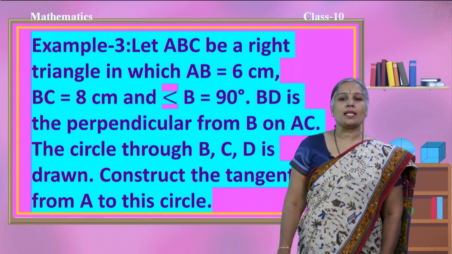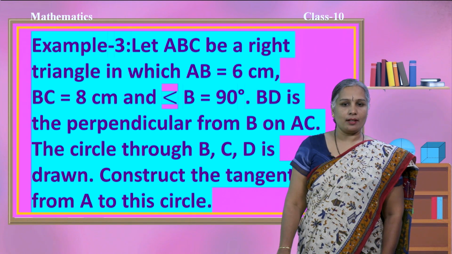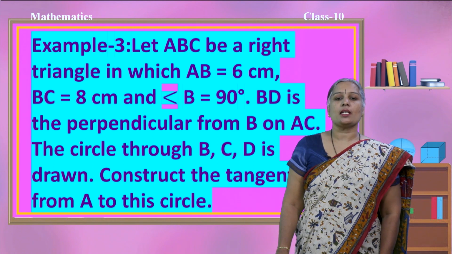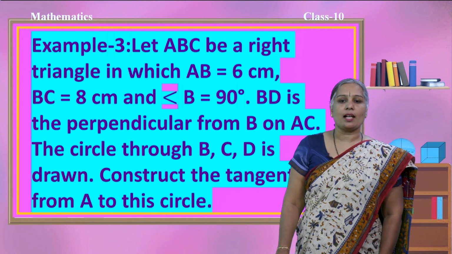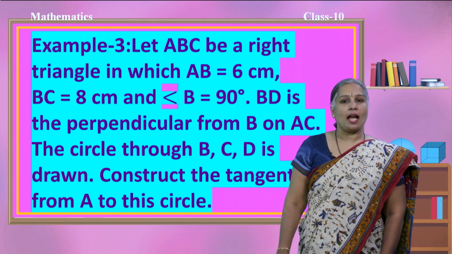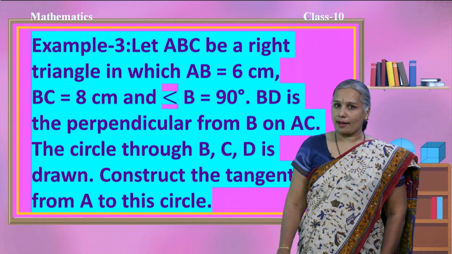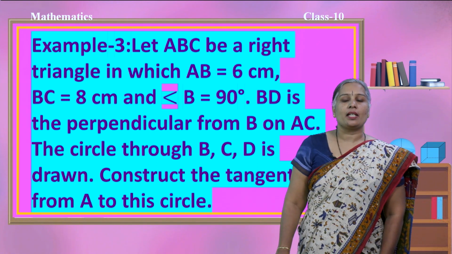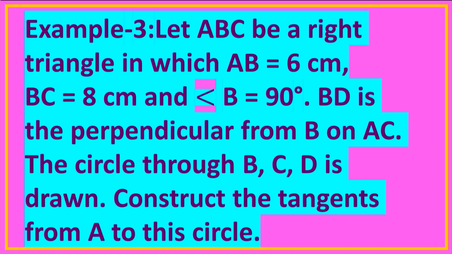Let ABC be a right angle triangle in which AB is 6 centimeter, BC is 8 centimeter and angle B is 90 degree. It means here we have to construct a right angle triangle whose baseline should be 8 centimeter and its length should be 6 centimeter. You have to create a right angle at point B. Now the right angle triangle part is over.